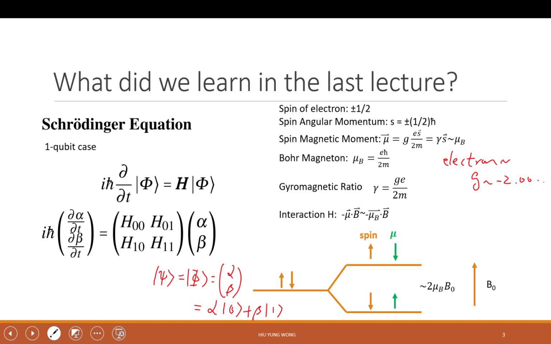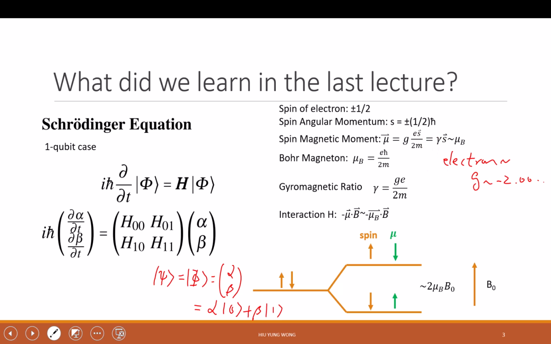So if you feel confused, you don't need to dig too deep. The main point is that you understand the electron has a spin half. Its angular momentum is h bar divided by 2. Then its corresponding magnetic moment is about e divided by m times h bar divided by 2. Okay, you can use this equation.